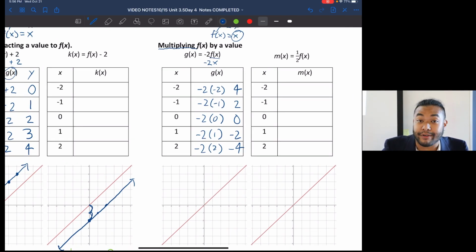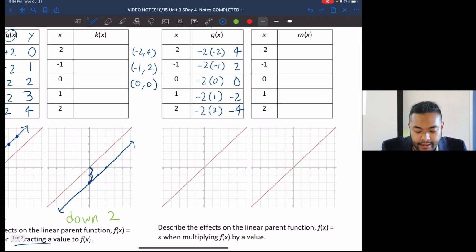If I plug in these values, because remember these are coordinates, this is the coordinate negative 2, 4, this is the coordinate negative 1, 2, this is the coordinate 0, 0, and so on and so on. So if I plot those in, negative 2, 4, that's here. Negative 1, 2, that's here. 0, 0 is here. And 1, negative 2 here. And 2, negative 4 is here. So here's my new line.